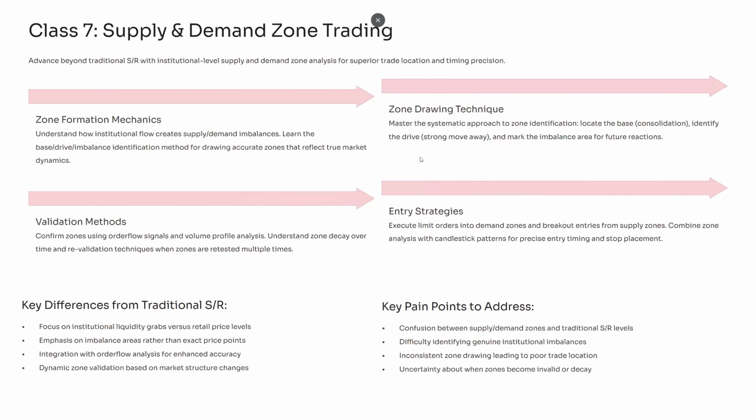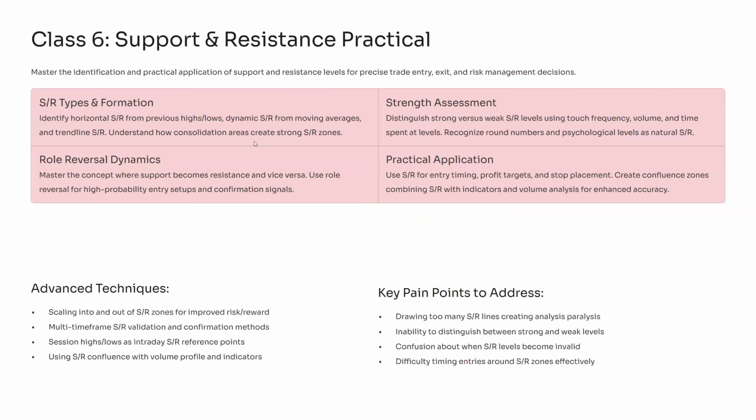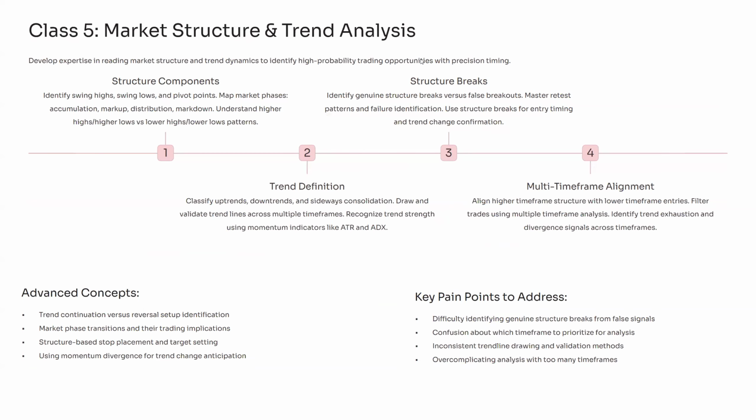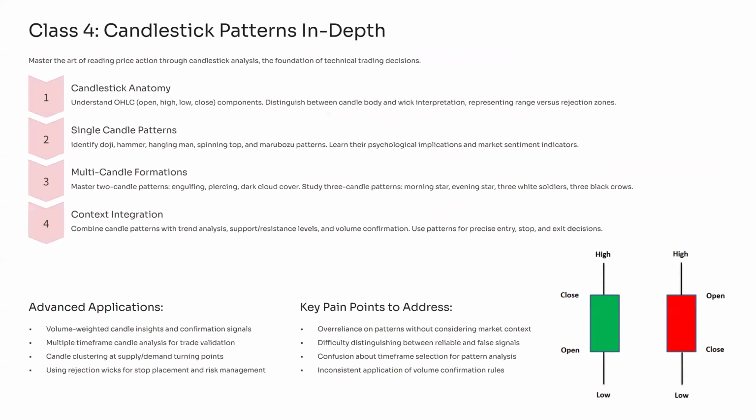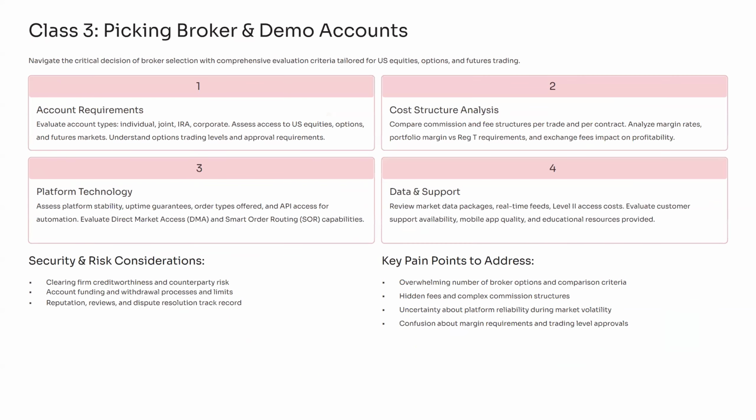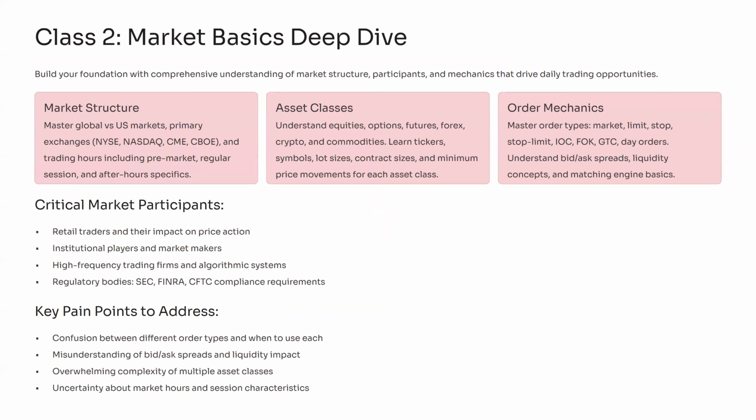For everyone that missed the other classes, we can go back here. You can see we did support and resistance in the last class. The class before that, we did market structure and trend analysis, going over higher highs, higher lows, and how to draw channels. Before that, we went over candlesticks, and we also helped you pick a broker, and hopefully you opened up a demo account. In the first class, we went over the different commodities that you can trade. So that's just a general recap.